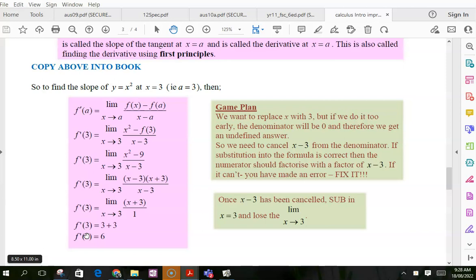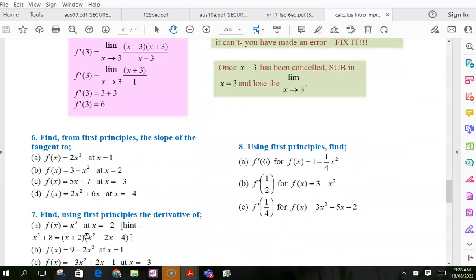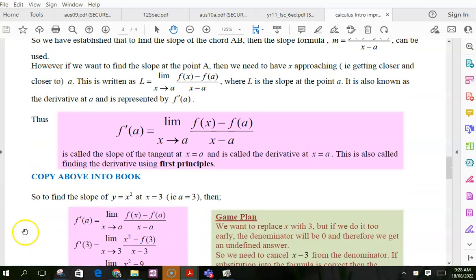Okay? So, our turn to actually try. So this is on your sheet. It's on OneNote. We are now going to do one ourselves. So, lovely little heading, calculus, first principles. Can you make sure that you have this formula?